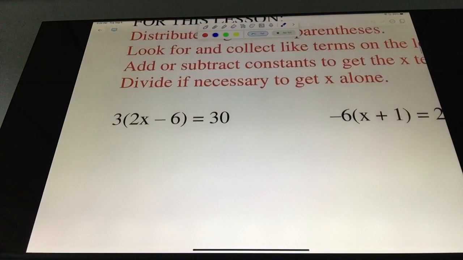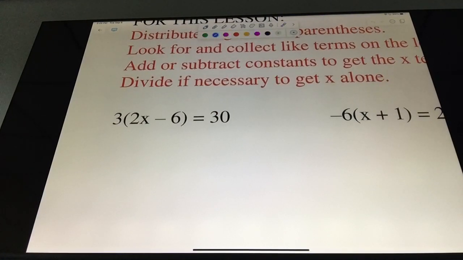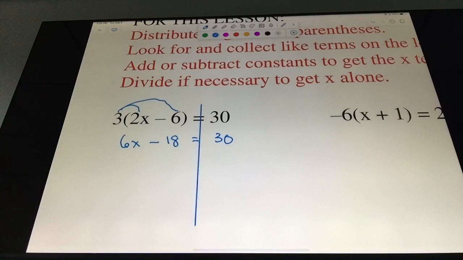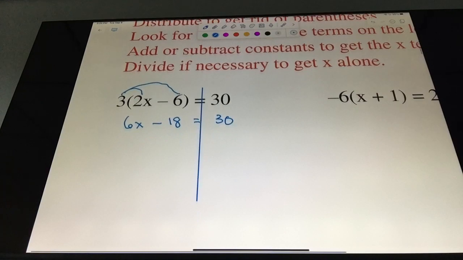So example number one, we distribute to get rid of our parentheses. Positive 3 times positive 2x is positive 6x. Positive 3 times minus 6 is minus 18 equals 30. Once we do that step, then it's just like Goal 2.1. We're going to move our 18, because it's minus, we're going to plus 18 to both sides of the equals. So my 6x comes down, my 18s cancel, I add this, and I get 48.